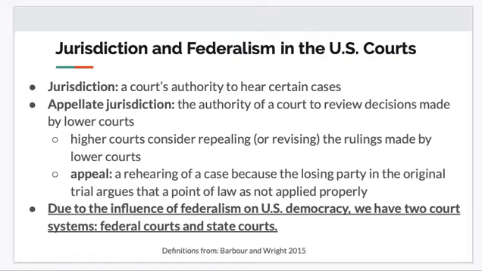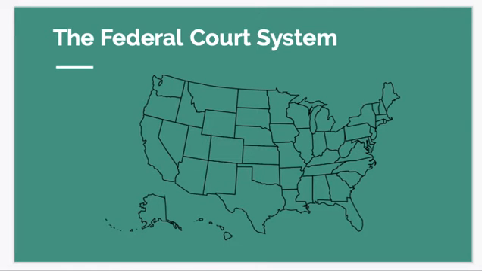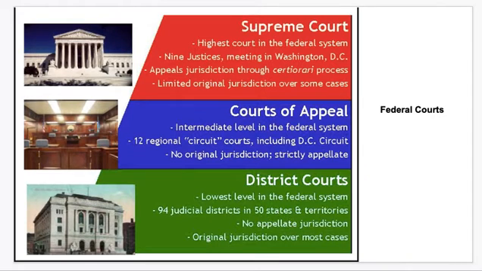Now, due to the influence of federalism on our democracy, we have two court systems, the federal court system and the state court system in California. We'll start by discussing the federal court system. There are three levels in the federal court system. The lowest level is the district court. This has 94 judicial districts in 50 states and U.S. territories. And there's no appellate jurisdiction in the district courts.